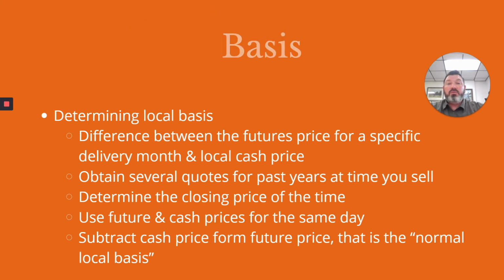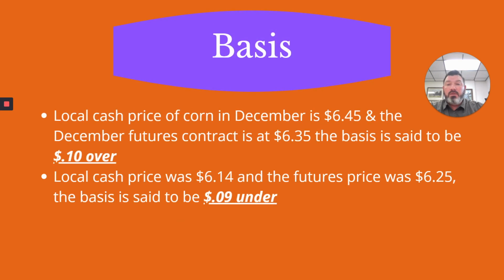A little bit on terminology, and we talk about here, give you some examples. If local price is $6.45, December futures is $6.35 for corn, and boy, wouldn't those corn prices be nice today? We would call that 10 cents over the board. More likely for us, a local price of $6.14, futures trading at 6 1/4, 9 cents under the board. We're most of the time in Southern Illinois going to be under the board.